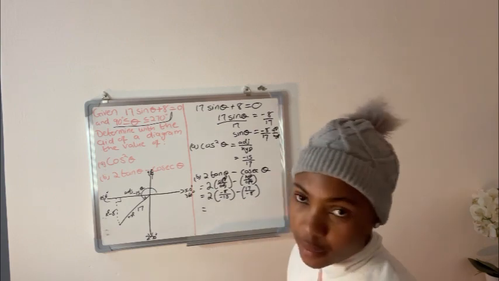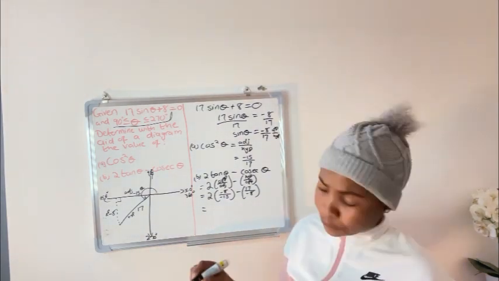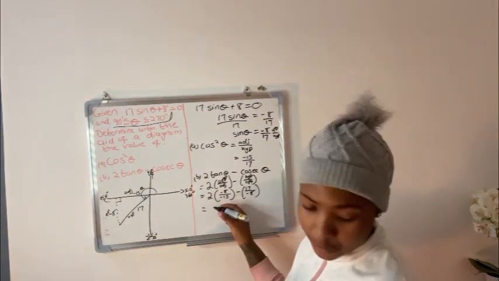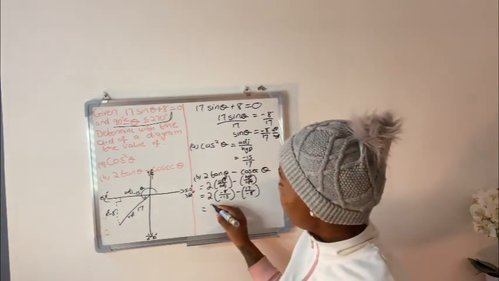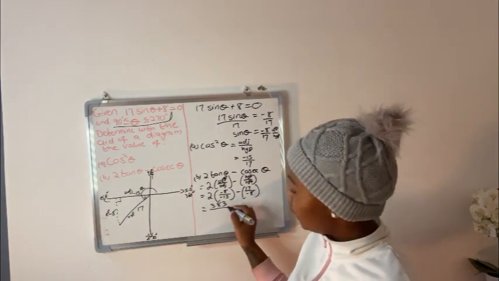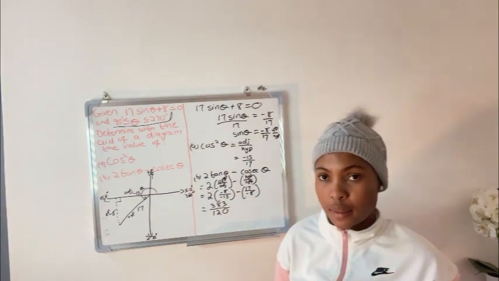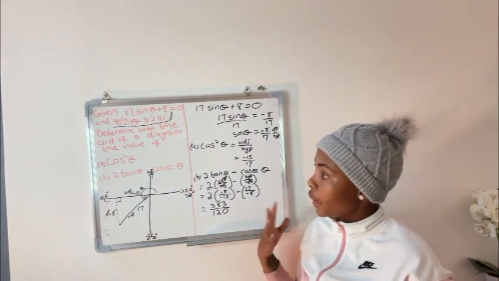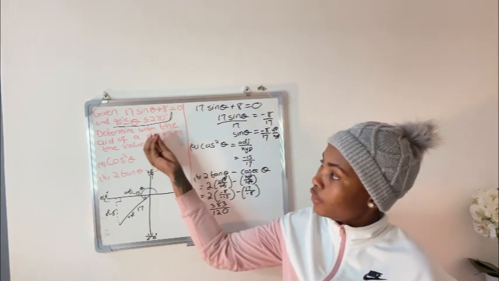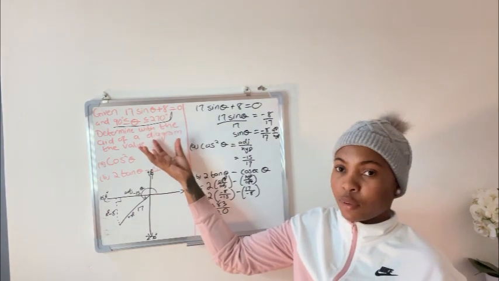Now punch this on your calculator. You will get 383 divided by 120.